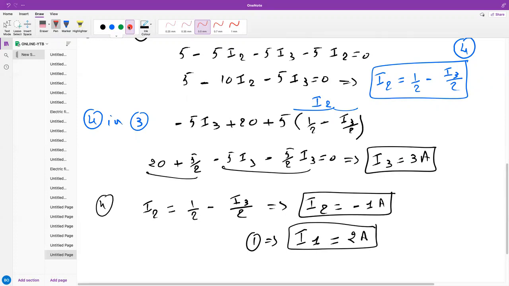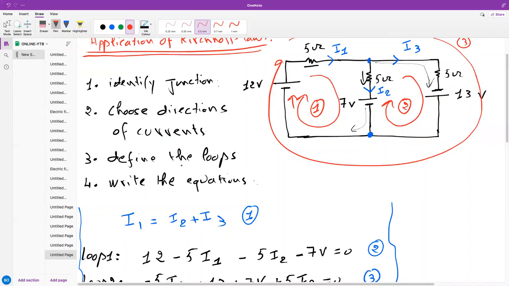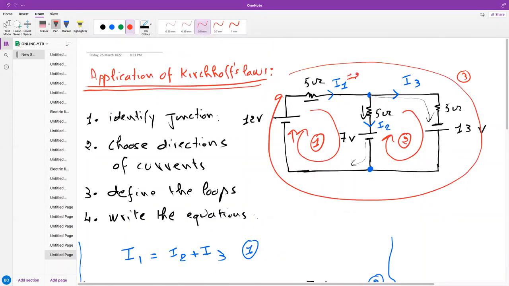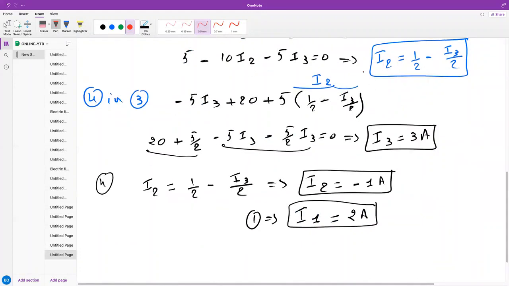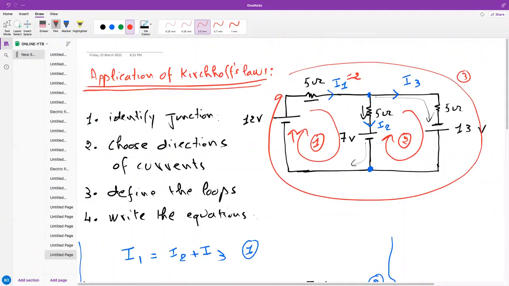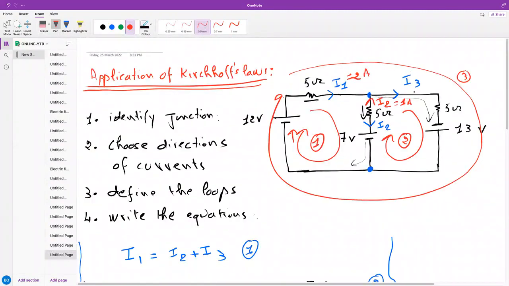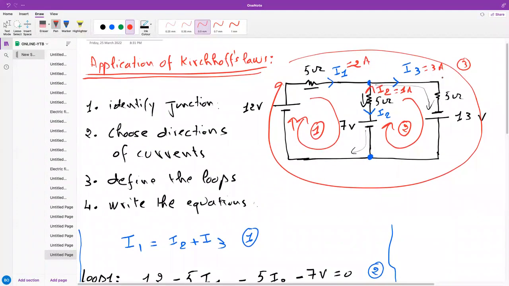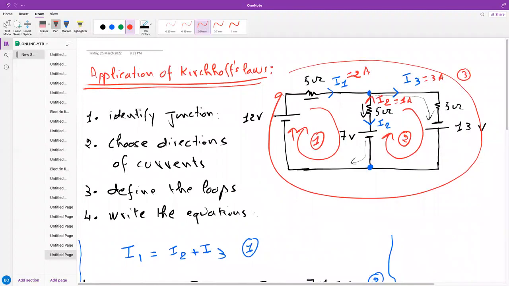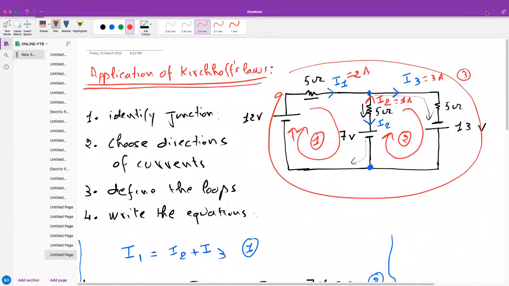So I1 is equal to 2 amps. I2 is equal to minus 1, which means that, in reality, I2 is going this way. So this is the real I2. It is 1 amp, going in this other direction. And then I3 is equal to 3 amps. So this is just a simple application of Kirchhoff's laws. Thank you very much for your attention.